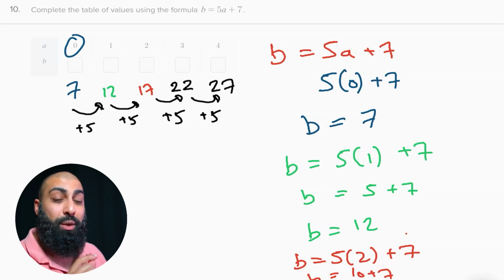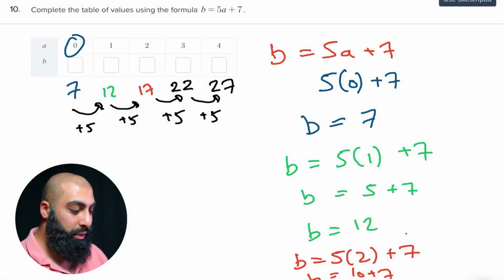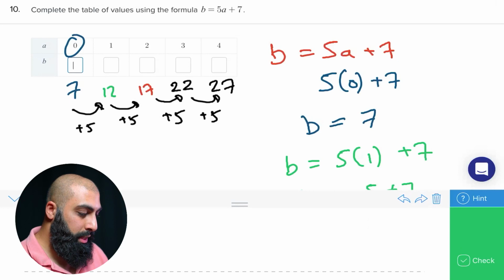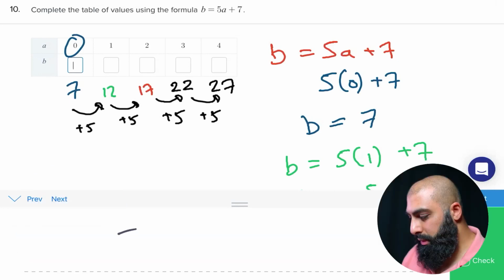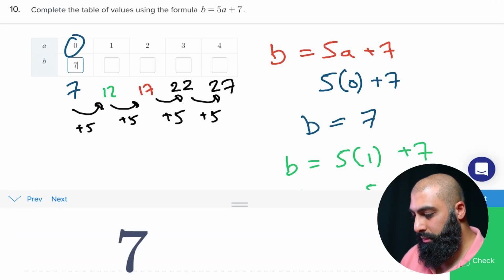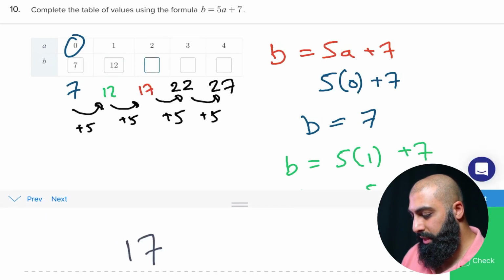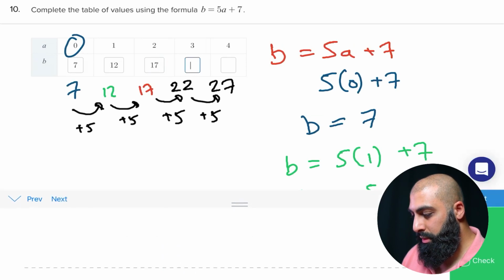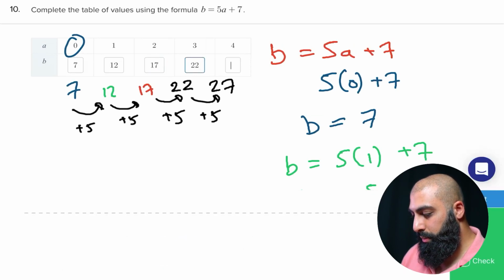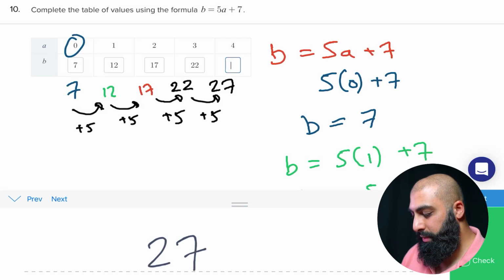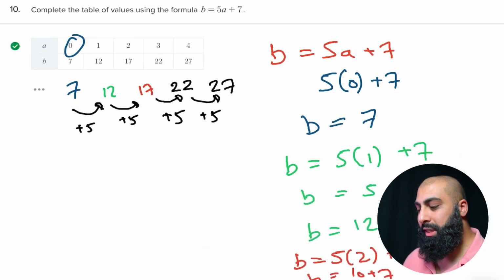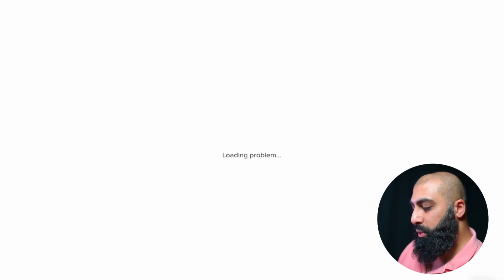I say we just take a whim on it and put these numbers in and see what we get, okay? So we've got 7, 12, 17, 22, and 27. Excellent. So it was a linear equation anyway. Let's see what the next question is.